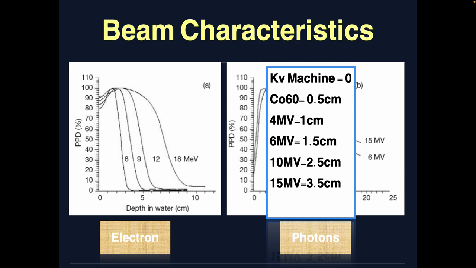So if you ask me where is the 100% of the 6 MeV, I would like to review it with my physics colleague and tell you, let's look at the isodose line charts, isodose line curves, and get it.